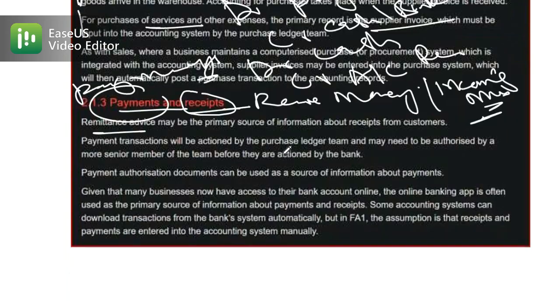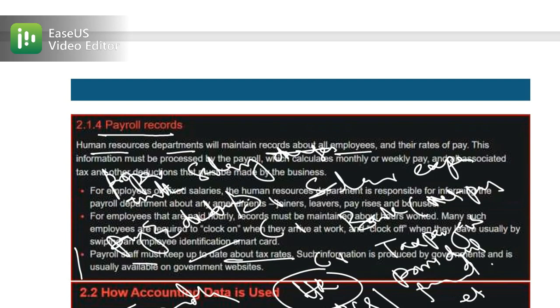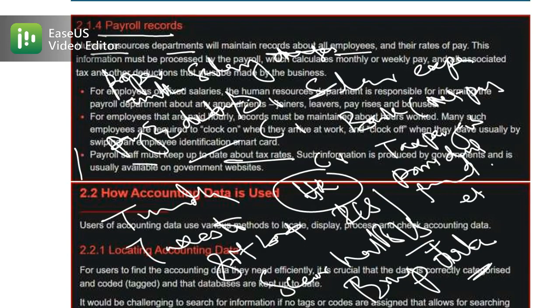Then we discussed payment and receipt. This is where the money actually moves. Remittance advices, payment authorizations, and bank statements confirm that a transaction was settled, whether it's a customer paying us or us paying a supplier. These records ensure that the accounting system reflects reality, not just intention. Then we discussed payroll records, which bring in the human side. When an employee works and gets paid, every step must be documented. HR provides the data, payroll calculates the pay, and accounting records the expenses. So it's not just about salary, it's about compliance, tax, and trust.